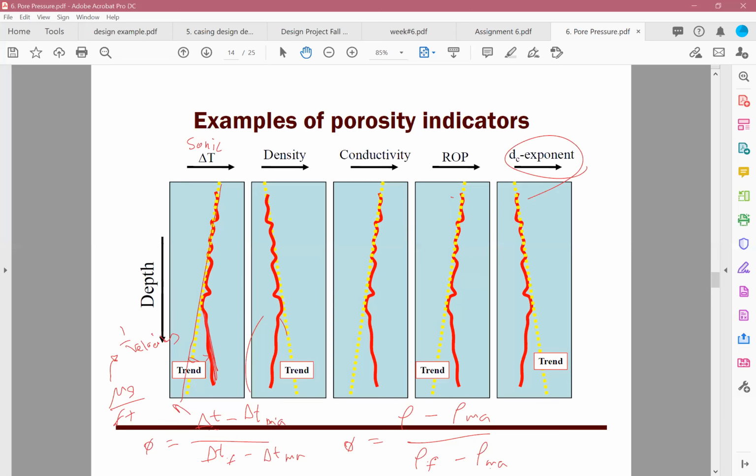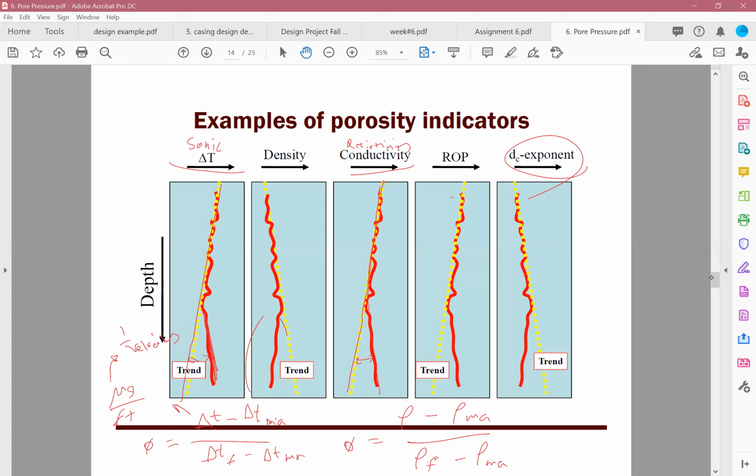Now in your project, I think I gave you the sonic log and conductivity or resistivity. I gave you resistivity. I gave you these two logs to choose from, whichever you want, and establish the normal compaction trend, find the actual value, use any of the methods to calculate the pore pressure gradient at any depths. And you would need that for your casing design, right? Why do we need that?